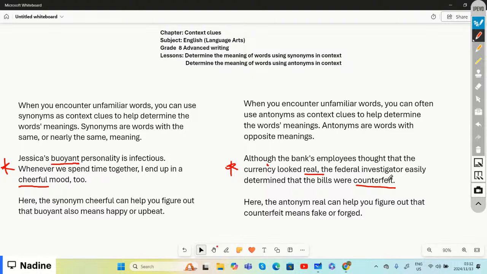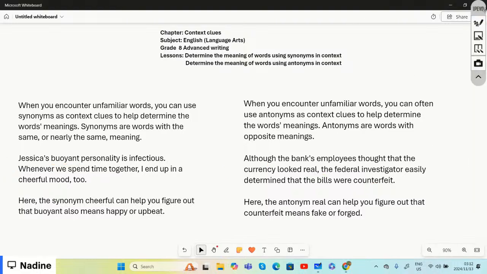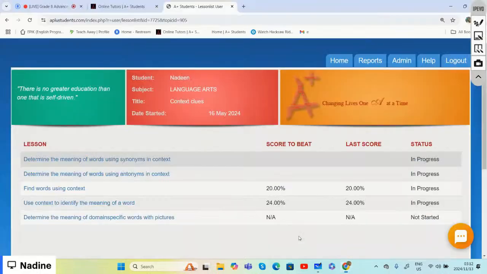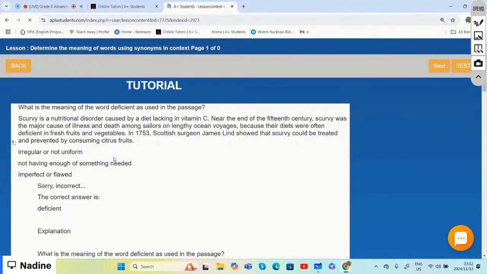So now let's go to aplusstudents.ca, and then we're going to look at a few examples over there. We are now going to determine the meaning of words using synonyms in context and then antonyms in context.